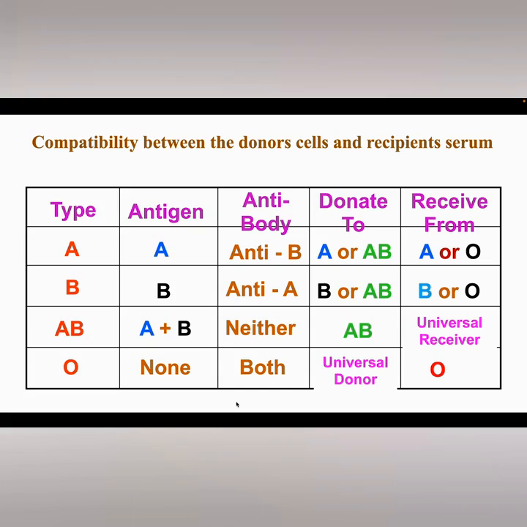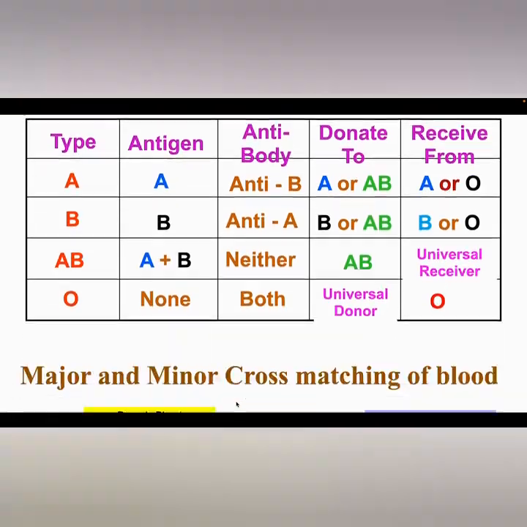That is the reason why O negative is called the universal donor. AB positive is called the universal recipient. These terms are very, very important.